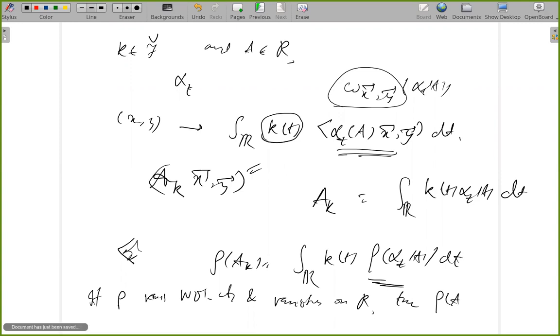So from here we conclude that if rho is WOT continuous and vanishes on R, then rho of A_K, don't think of K as an integer, K is a function in F, is 0, right? So what does that tell us? By Hahn-Banach, it tells us that, sorry, I don't want to conclude rho is 0 or A_K is 0, my bad. What I'm just trying to say is, by the Hahn-Banach theorem, you can conclude that A_K must belong to R. Otherwise, there will be a separating WOT continuous functional, which vanishes on R but does not vanish on A_K, right? So what we have proven is that for any such K, A_K is in R.